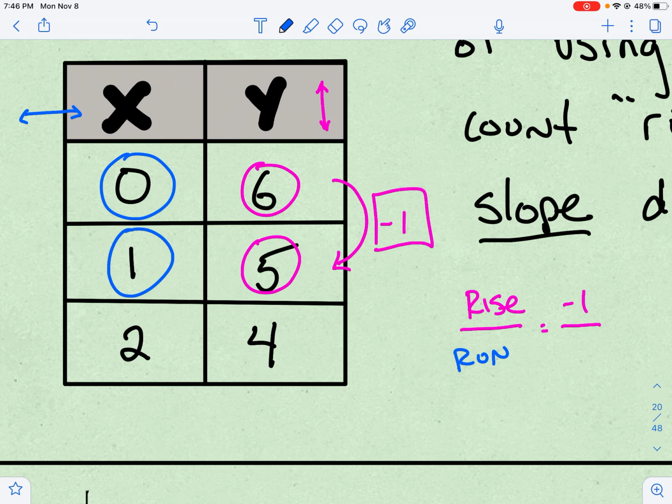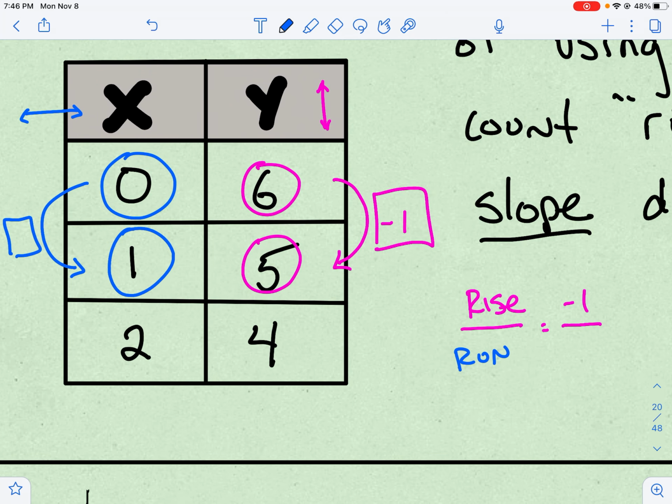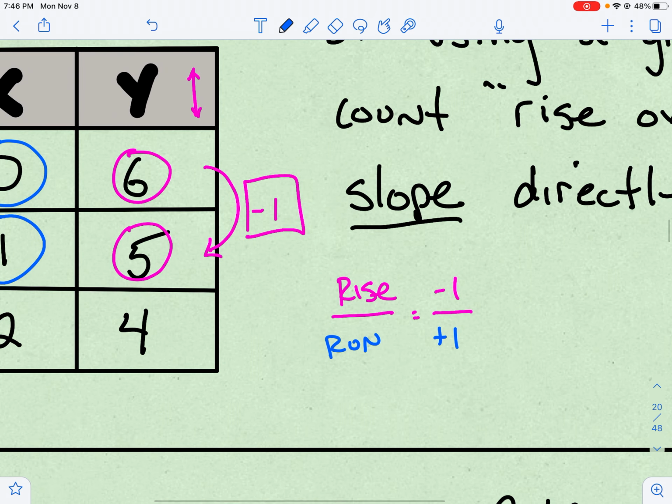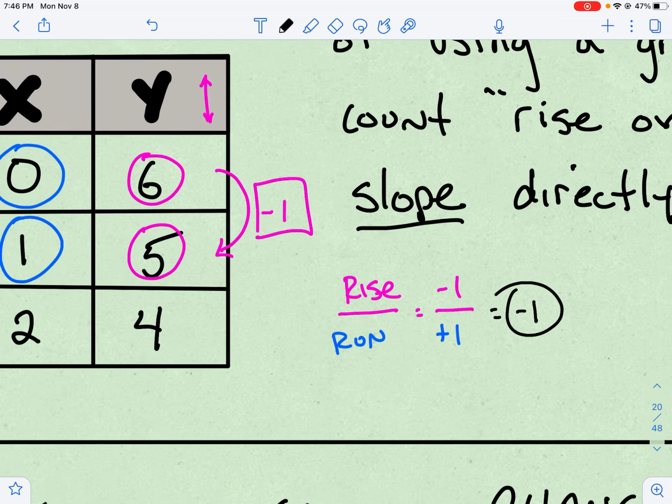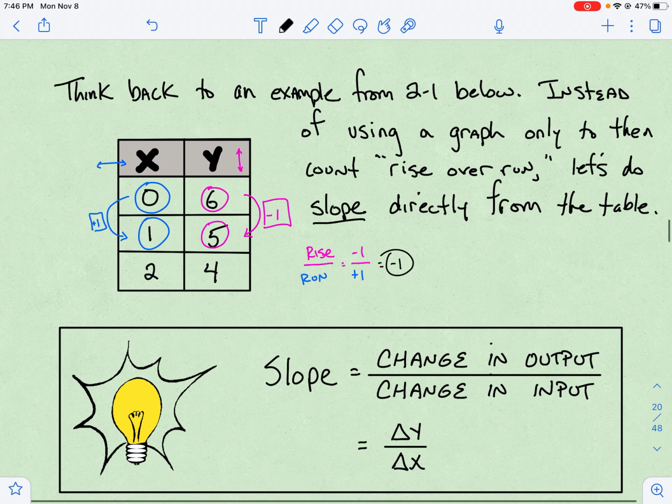So I'm going to pick those 2 numbers, and I'm going to do the same thing. In the same direction, I put an arrow. On the outside, I put a number. In this case, 0 plus 1 gets me to 1. So my run is plus 1. And I simplify the fraction. -1 plus 1 in the division is -1. And there's my answer. That's it. Every single time, that's all you do for slope.